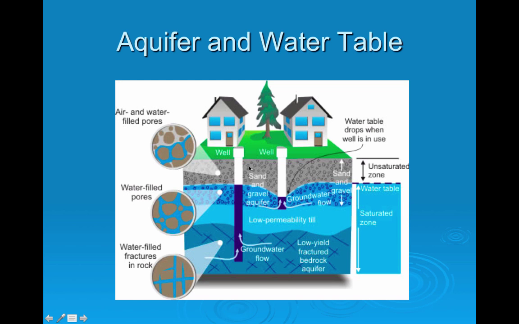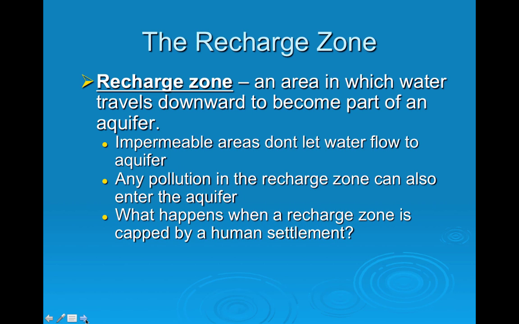And here's another picture of what an aquifer looks like, and water tables, and how we get water out of an aquifer, and how that all works. I know this is a little bit beyond what your questions are asking, but these are the kind of things that you can be expected to comment on the national exam. Okay, again, a recharge zone, an area in which water travels downward to become part of an aquifer.